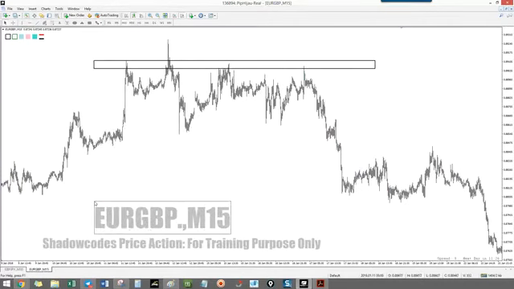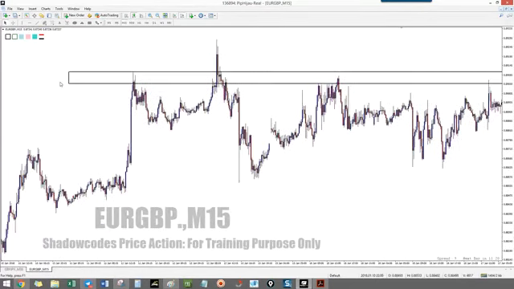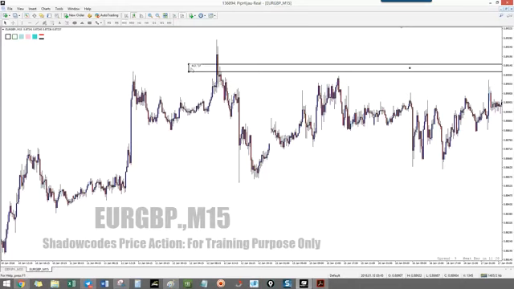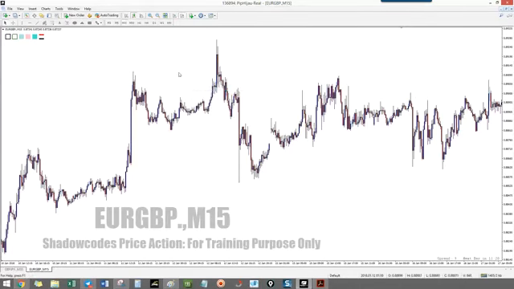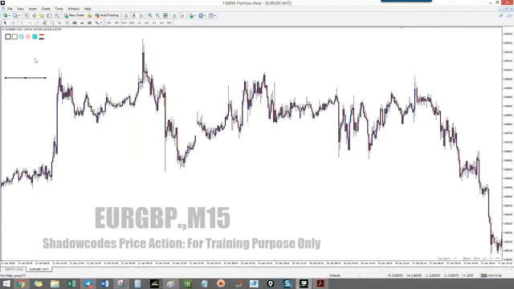So these shadow codes can be used on any time frame. Usually I will be using it to filter my entry on the lower time frame. Let me see if I can get an entry here. This one looks good.